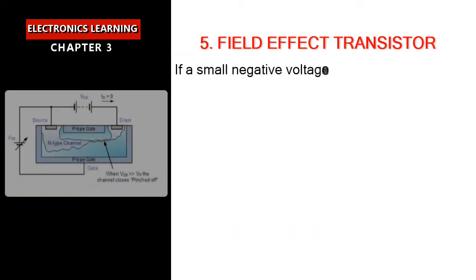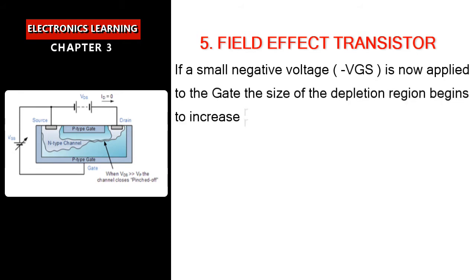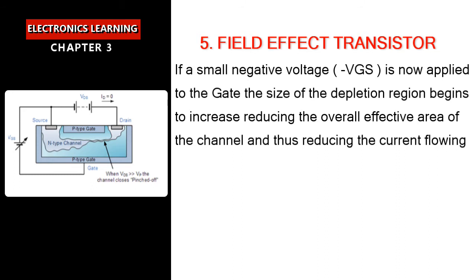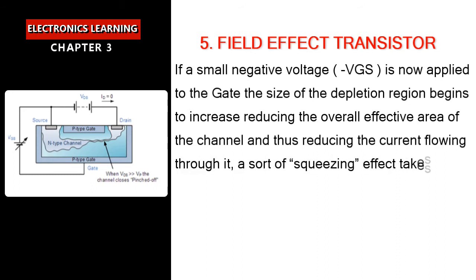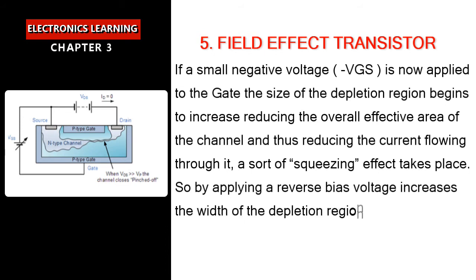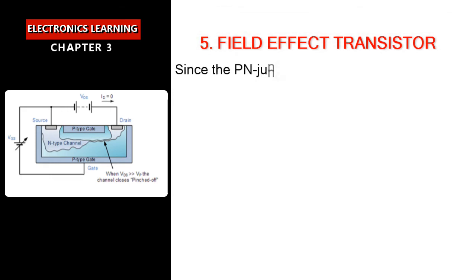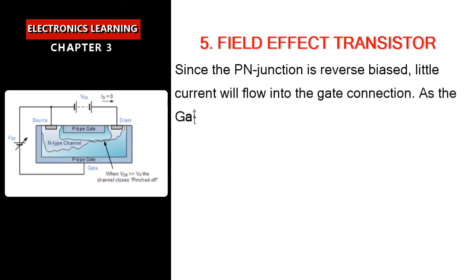If a small negative voltage, minus VGS, is now applied to the gate, the size of the depletion region begins to increase, reducing the overall effective area of the channel and thus reducing the current flowing through it. A sort of squeezing effect takes place. So applying a reverse bias voltage increases the width of the depletion region, which in turn reduces the conduction of the channel. Since the PN junction is reverse biased, little current will flow into the gate connection.